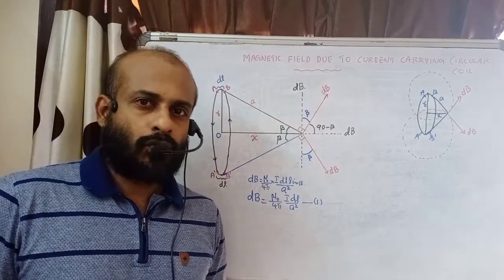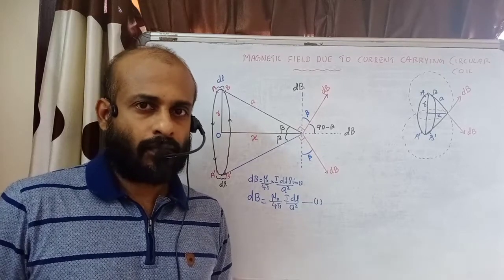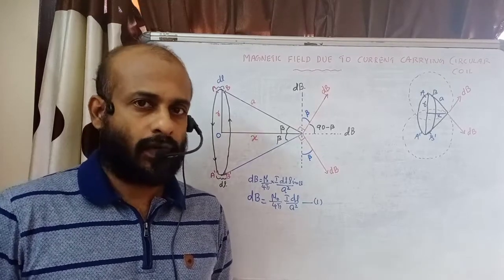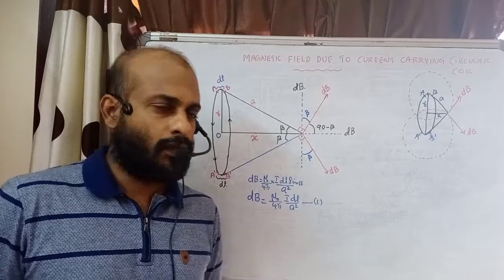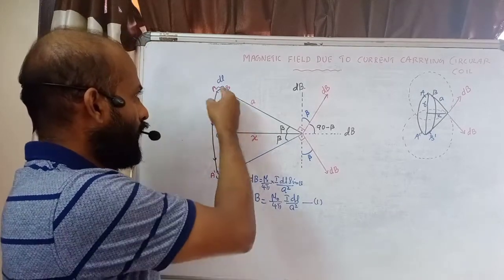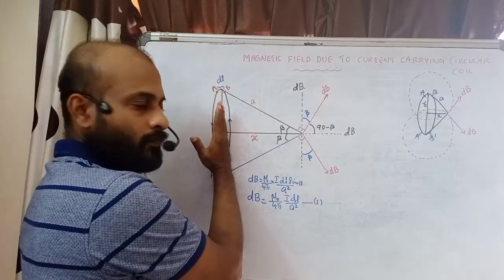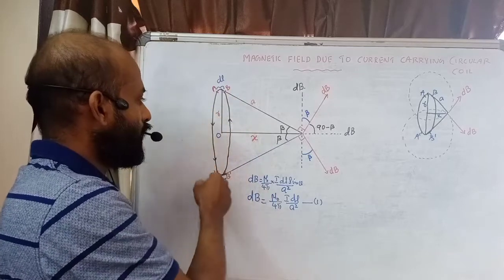Magnetic field due to a current carrying circular coil is our topic today. Here we are going to apply Biot-Savart law. So our aim is, if you have a circular current carrying coil, a coil like this, a coil is placed there. The plane of the coil is perpendicular to the board.